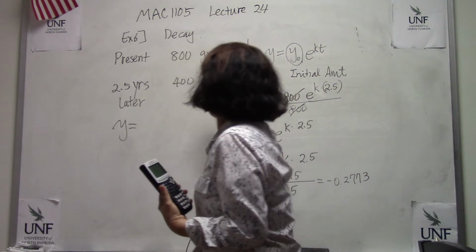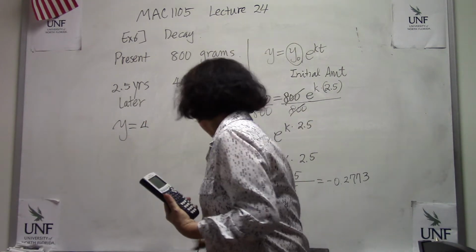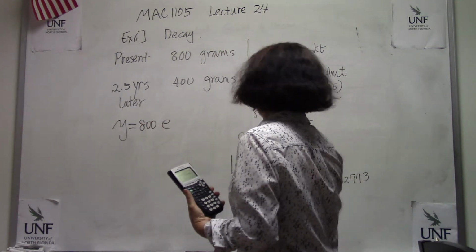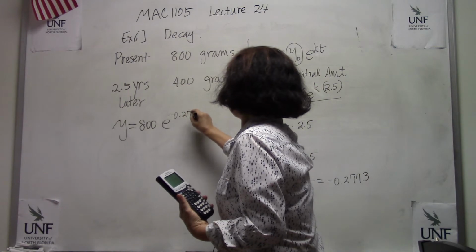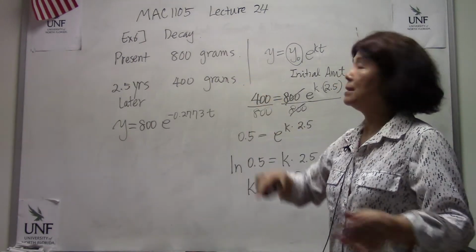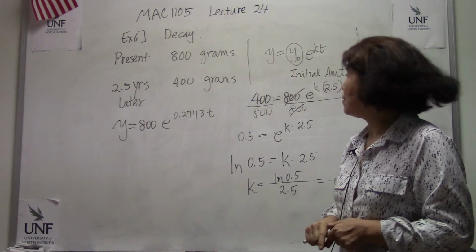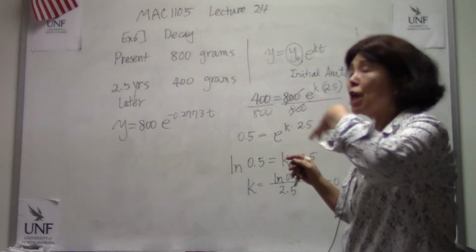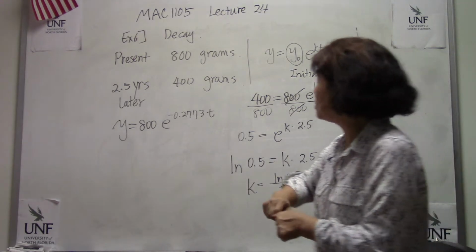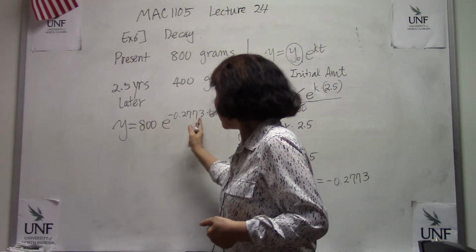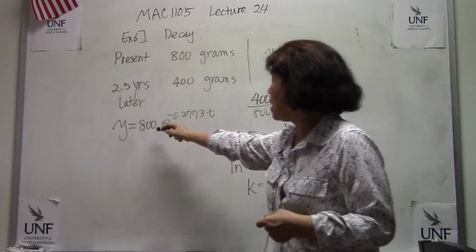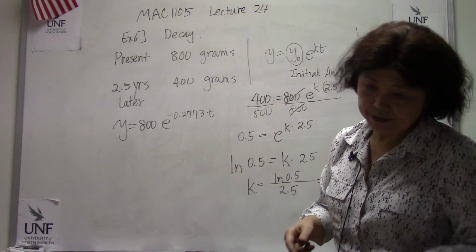Y equals y naught, here 800, times e to the negative 0.2773 t. This is the equation that models this particular radioactive substance. If you change it to another radioactive substance, for example uranium or titanium, then this constant will be different. And always we are going to use the initial amount.